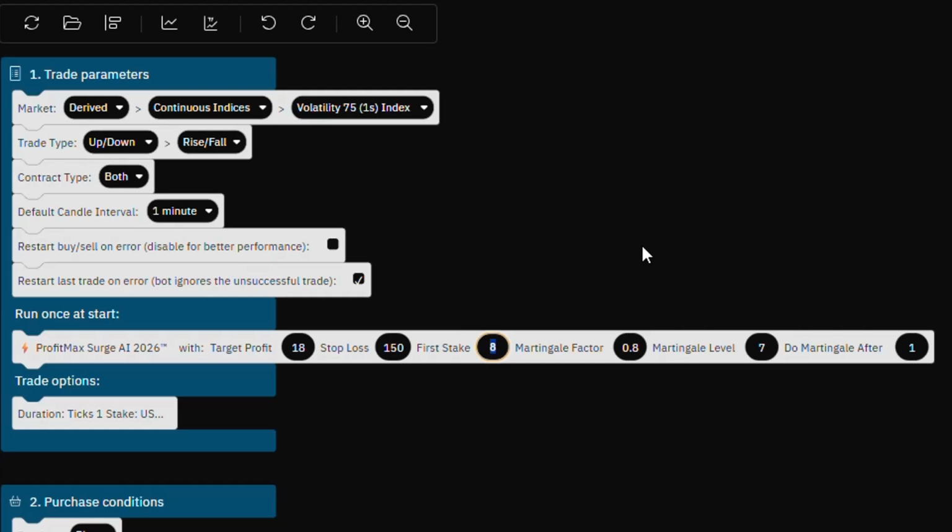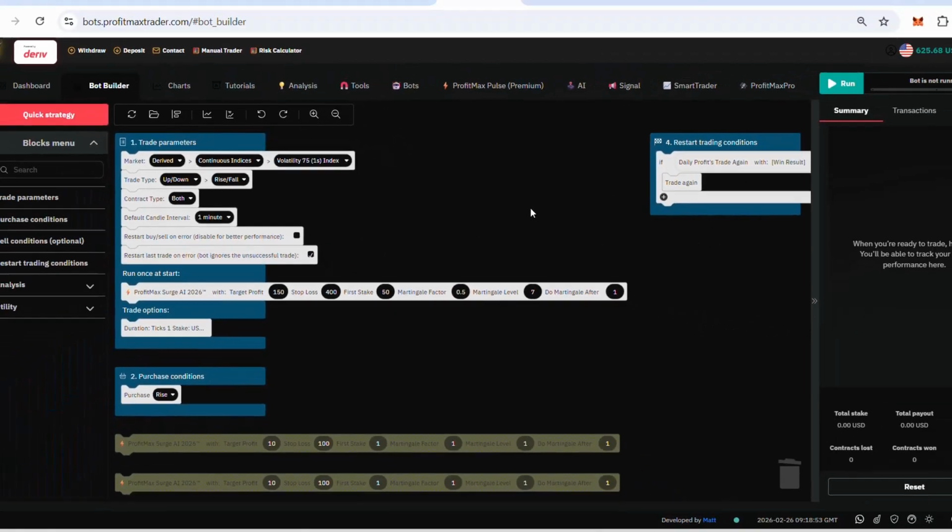We'll be staking $50, take profit 3 times of that, that is $150. And then stop loss, let's keep it at $400. And then the martingale factor, reduce it to 0.5. Okay, so the bot is set.